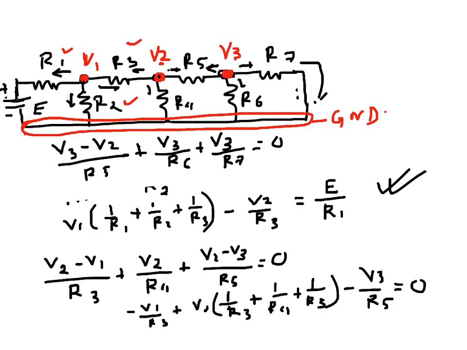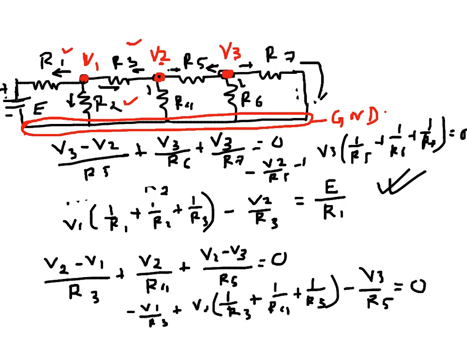So if I rewrite this one, it will become minus V2 over R5, plus V3 times (1 over R5 plus 1 over R6 plus 1 over R7), is equal to 0. So we can see a pattern here again.